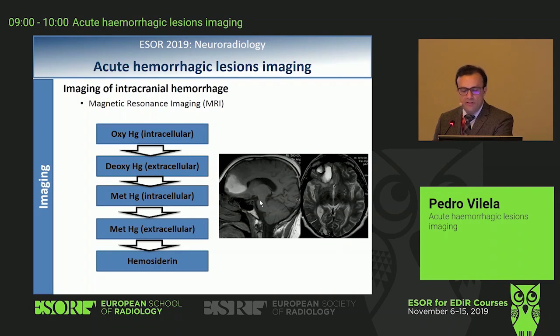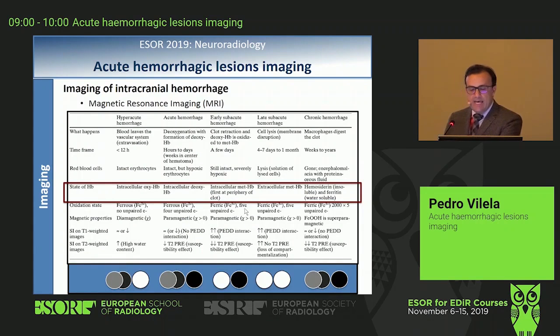Obviously, if you see this image with hyperintensity on T1 and hyperintensity on T2, this is the easiest diagnosis that you can make, and this is extracellular methemoglobin. But it's not always the case, and there are some different stages that we actually need to look into. And this will help us not only to measure the timing of the bleeding, but also to understand if there is an underlying lesion or not.